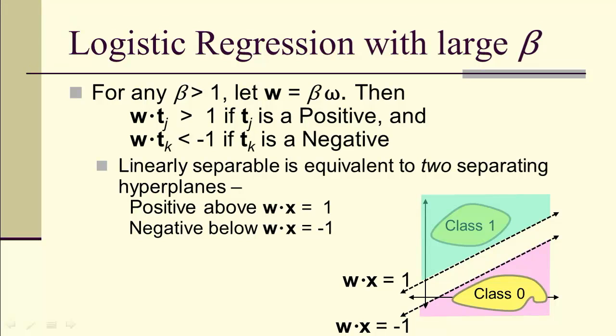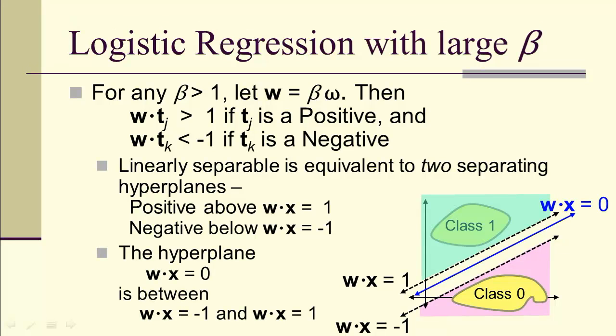Now what we're going to use this for is to find a unique separating hyperplane, and in some sense the best separating hyperplane. We saw last time that there are infinitely many possible. And the hyperplane, of course, is again going to be where w dot x equals 0.